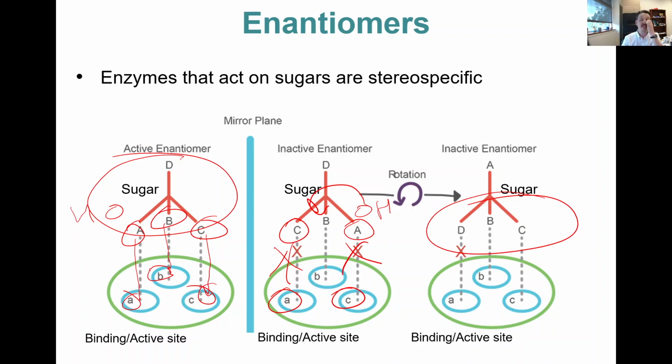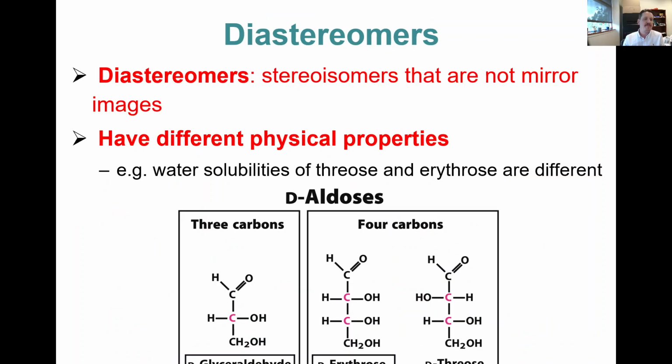And so that's why the enantiomers, and really the stereochemistry in general, is really important for the sugars. Now, on the other hand, we have the diastereomers. Diastereomers are non-mirror images of sugars, where you have a different arrangement of the OH groups that doesn't create a mirror image.